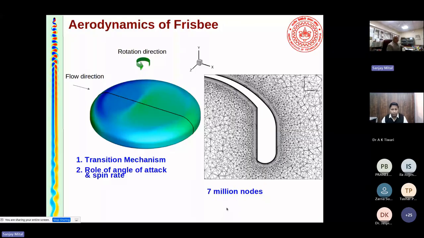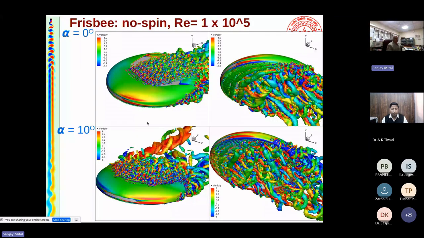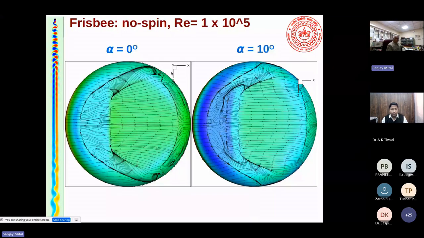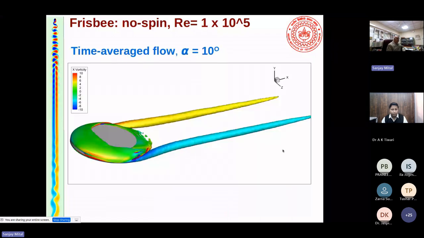Okay, I just present to you some more results for a frisbee we have done recently. So we are interested in the transition. So this is flow on a frisbee at 0 and a 10-degree angle of attack. It has a very nice flow structure. You can see again a laminar separation bubble transition to turbulence. Okay, so this is the laminar separation bubble on the frisbee. And you get these very nice wingtip vortices because when the frisbee flies, it acts like a wing. So the flow leaks from the bottom to the top and so on.